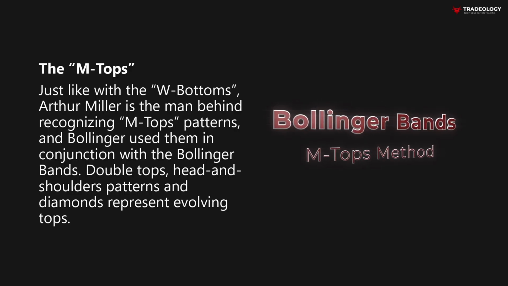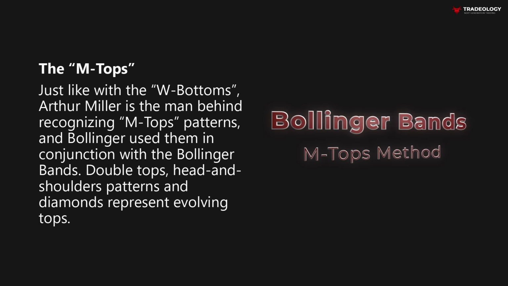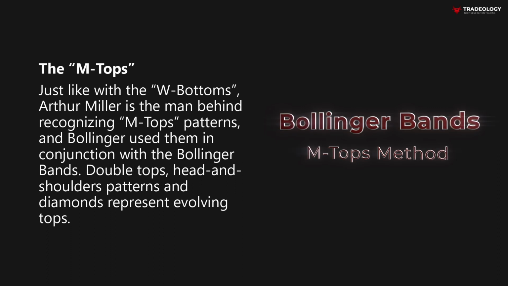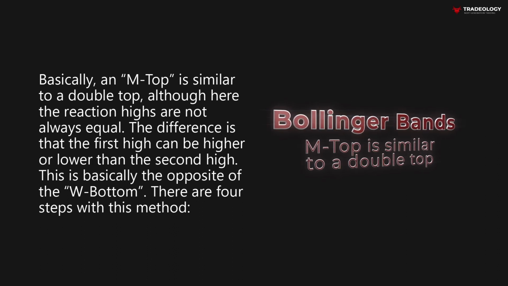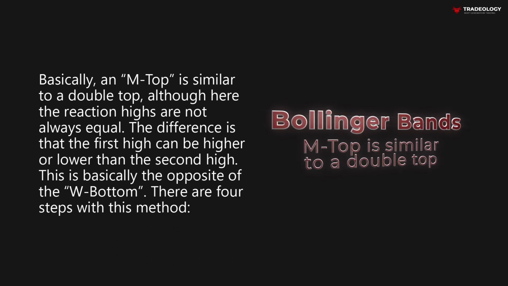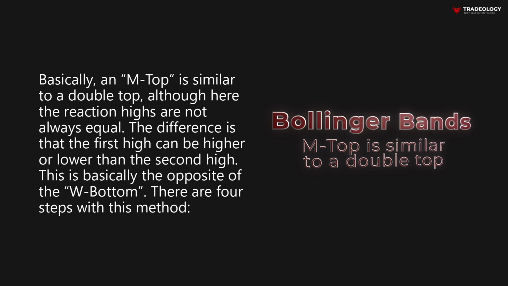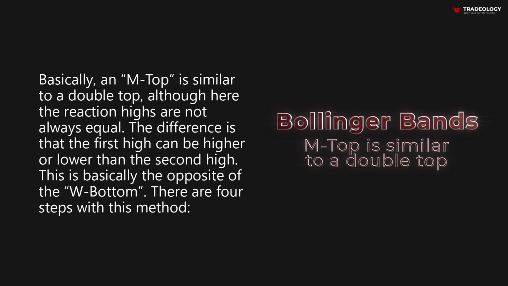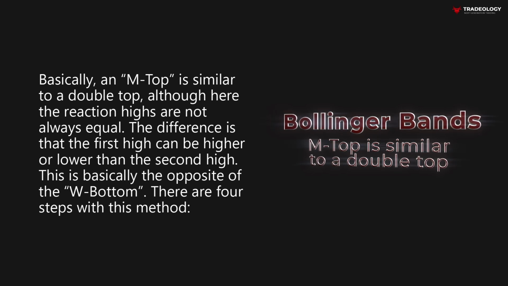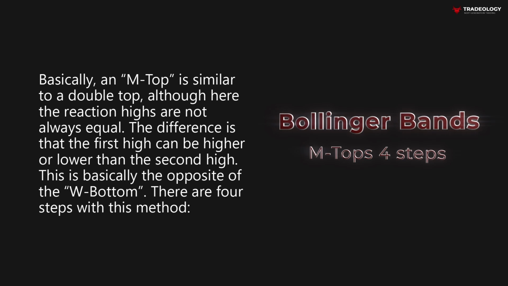The M tops, just like with W bottoms, Arthur Miller is the man behind recognizing M tops patterns, and Bollinger used them in conjunction with the Bollinger Bands. Double tops, head and shoulders patterns, and diamonds represent evolving tops. Basically, an M top is similar to a double top, although here the reaction highs are not always equal. The difference is that the first high can be a higher or lower one than the second high. This is basically the opposite of the W bottom. There are 4 steps with this method also.